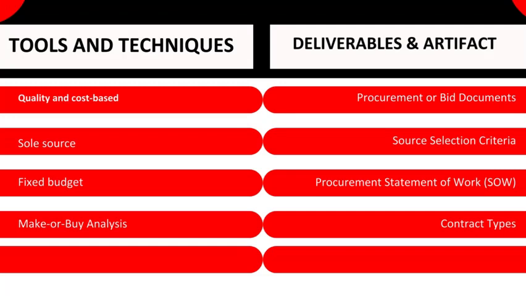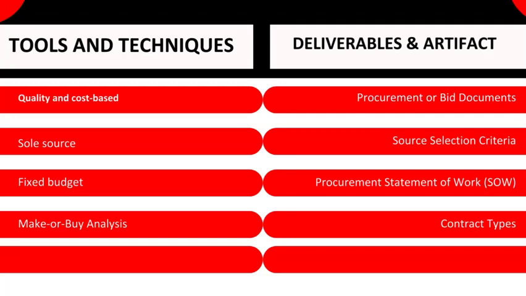Fixed budget. This source selection method is used when the project has a fixed budget for the procurement. The team leader selects the supplier that offers the best solution within the fixed budget. For example, a software development team is working on a project to develop a new mobile app. The team has a fixed budget of $10,000 for the purchase of a new software development tool. The team leader selects the supplier that offers the best software development tool for $10,000 or less.